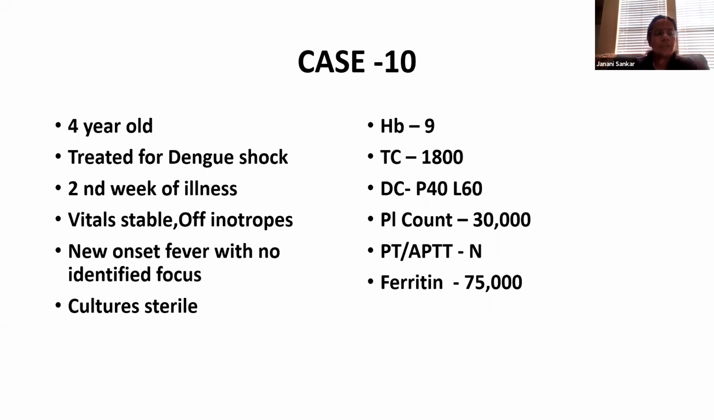We got all cultures done, all were sterile, but the fever was really worrying because it was quite high grade and continuous. When we ordered the counts, hemoglobin was 9, total count was 1800 with a normal differential. Platelet count was 30,000. PTA-PTT was normal because he was a child with dengue who was recovering. We ordered PTA-PTT, which was initially abnormal, which returned to normal. Ferritin was 75,000. I think you all have an answer here.